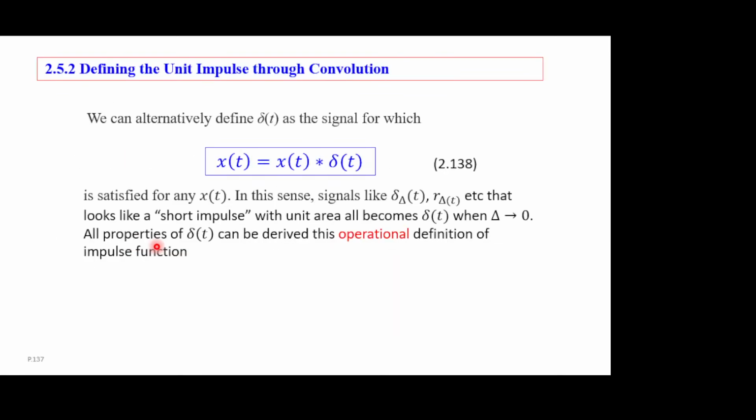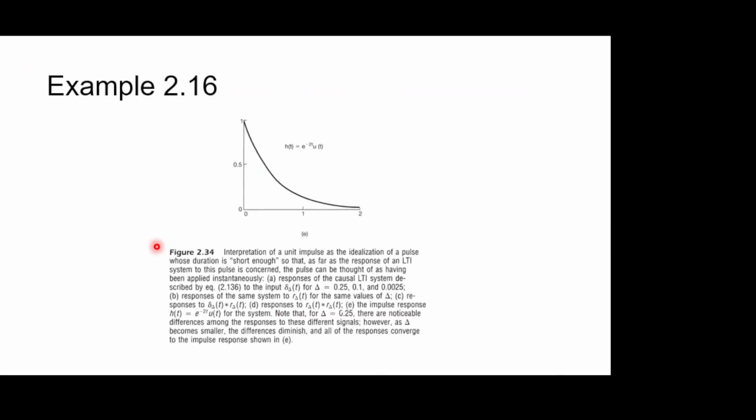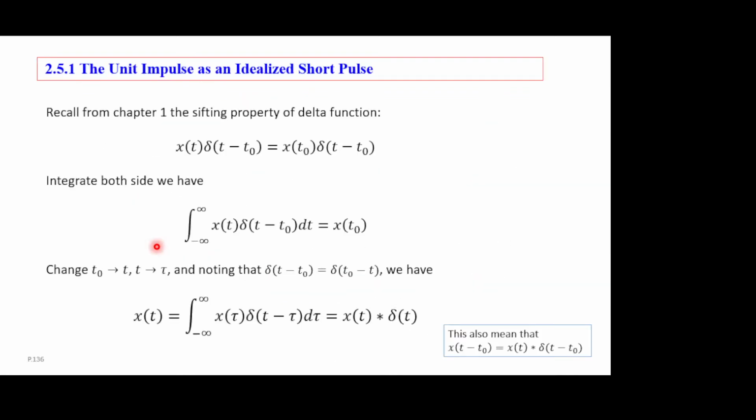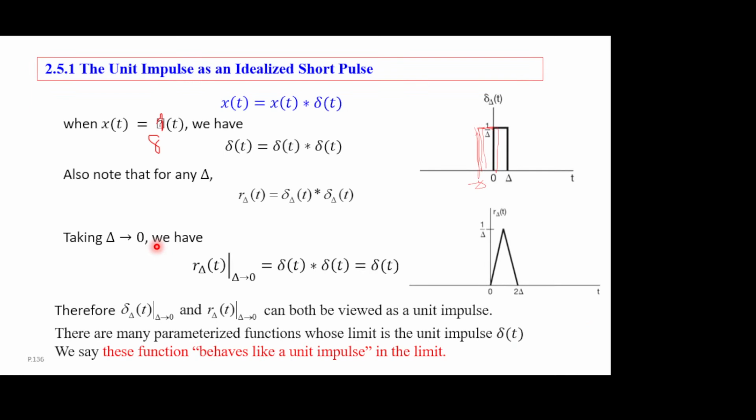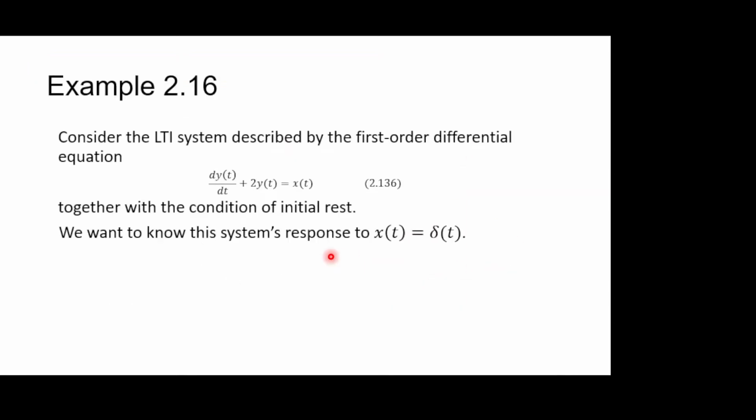So let's sort out the logic once again. Before, we defined delta of t as the limit of those delta of triangle, which are rectangles, as triangle goes to 0. But here we argue that you don't necessarily need to start with delta of triangle. You can start with different functions that have unit area and look like a short impulse, and when you take triangle to 0, they all become the delta function.